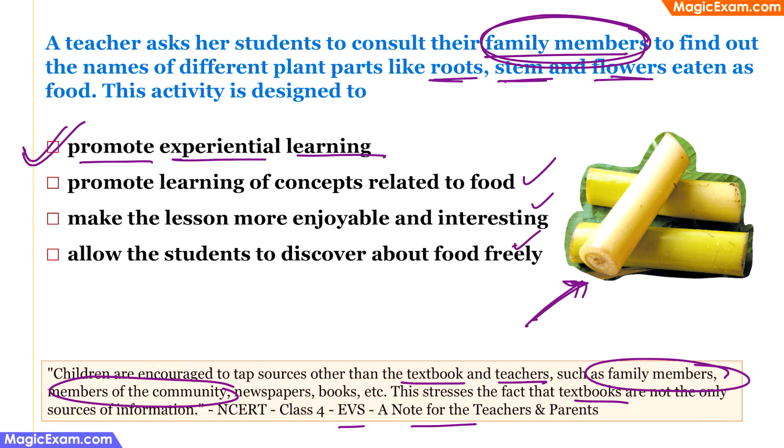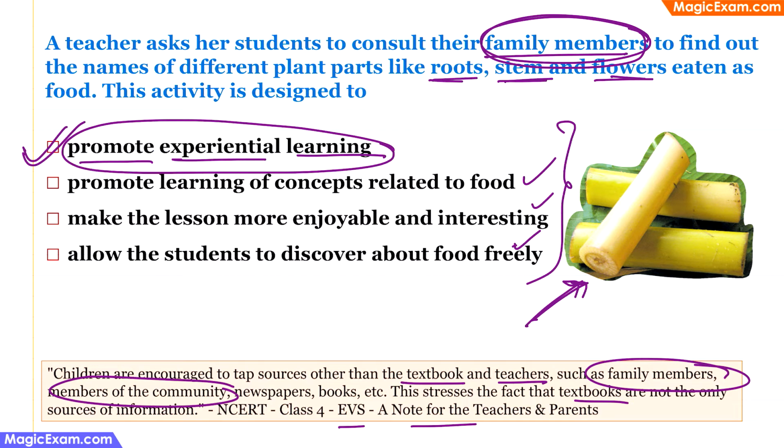Now, when we see that there are 4 possible correct statements, then what we are doing here is choosing the strongest of the 4 options. There is also a shortcut to answering questions like this. Whichever option has anything related to experiential or practical or hands-on, that would be the best option as far as EVS is concerned. Therefore, when we look at these 4 statements, the strongest statement here is promote experiential learning, and that is the correct answer.